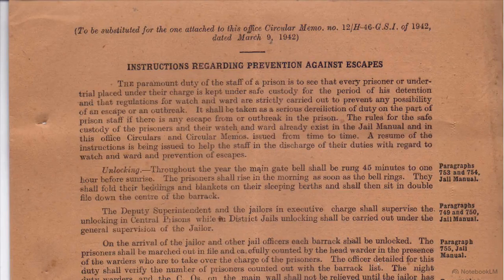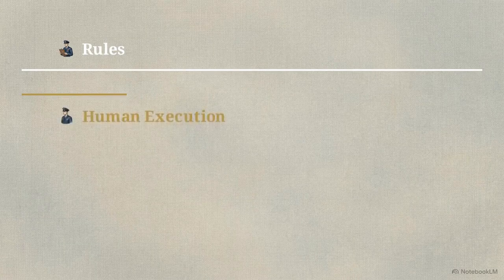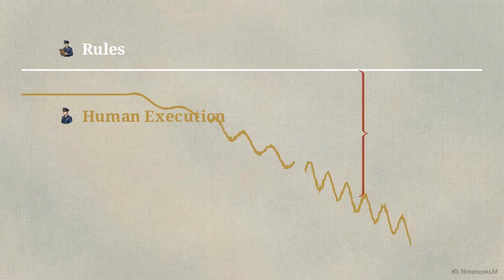The opening lines establish an absolute mandate. The staff's primary duty is to ensure every prisoner remains in safe custody. Achieving this requires solving for a specific variable: human fallibility. Guards are subject to fatigue and distraction, which creates a gap between the prison's rules and its actual security.